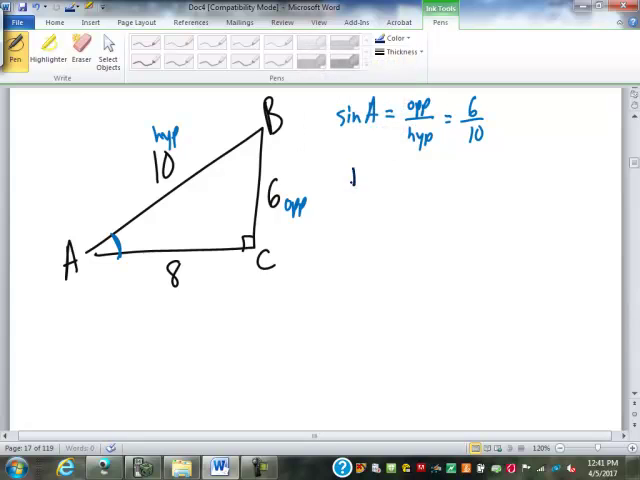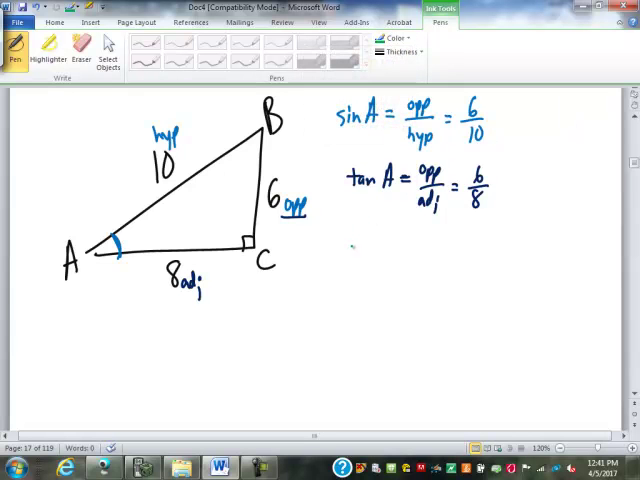How about the tangent of angle A? Tangent is opposite over adjacent. Well, the opposite is the 6. The adjacent would be the 8. So 6 over 8. Again, I could leave it as a fraction, or I could divide it out to get 0.75.